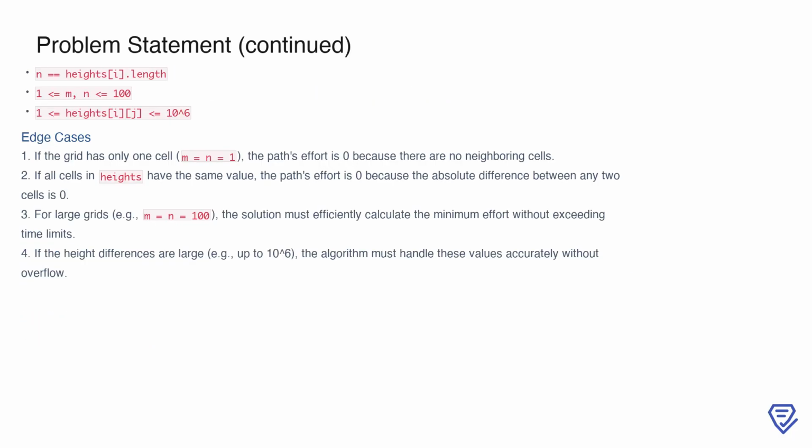Finally, let's review the constraints and edge cases. The grid has dimensions M×N, where both M and N range from 1 to 100. Each cell height in heights is between 1 and 10^6. Some edge cases to consider include: if the grid only contains one cell, the effort is 0 as there are no neighbors. If all cells have identical heights, the effort is also 0 since there are no differences, and for large grids, such as 100x100, the solution must be optimized to handle these efficiently. Additionally, the algorithm must manage large height differences accurately, even when values reach the upper limit of 10^6, ensuring no overflow or computational inefficiency occurs.